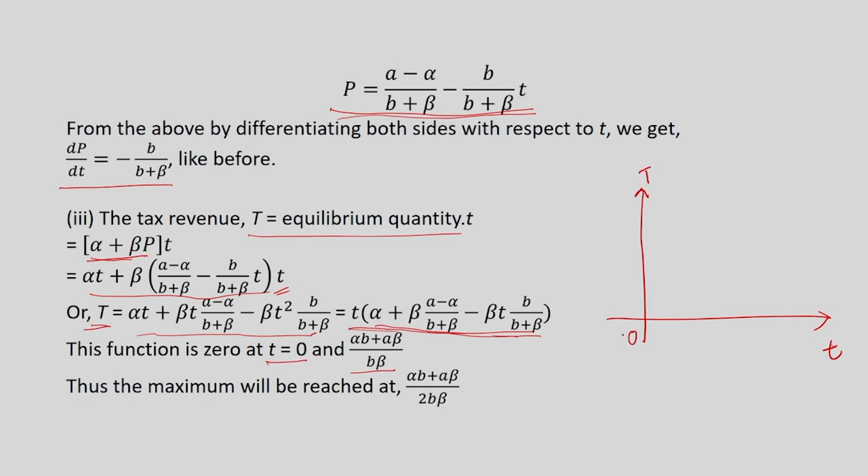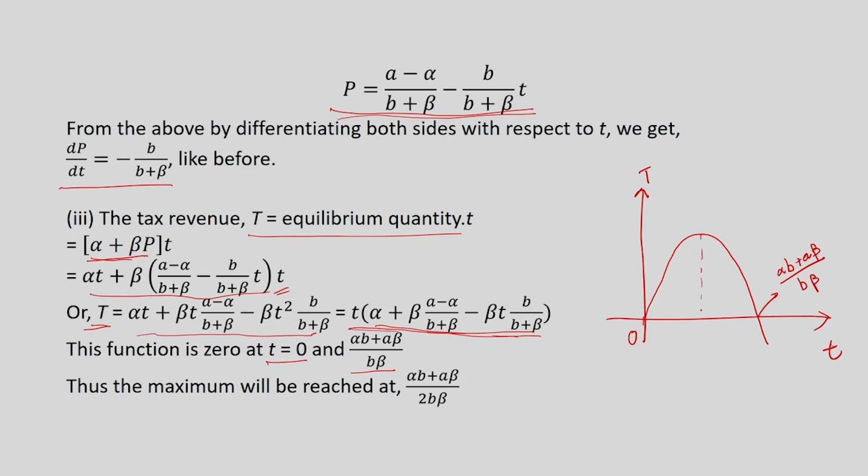On the x axis you have the small t, which is the tax rate, and on the y axis you have the total tax revenue. If you visualize this, it is like this. It attains 0 at the origin and at this point, which is alpha B plus A beta divided by B beta. And so, it is basically a parabolic shape.